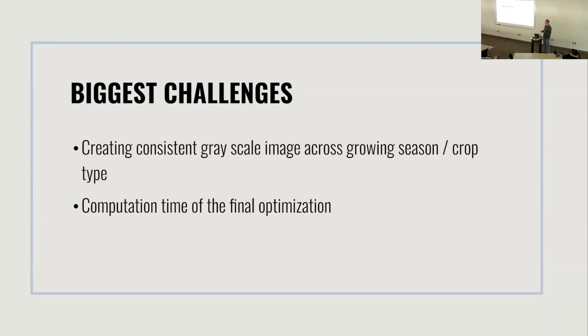And so some of the biggest challenges that we face are creating consistent grayscale images across growing season and crop type. So I've shown just examples with corn, but the goal is to have this work across potato, to rice, to wheat, to all of these different crops. People on campus are doing the same thing, and we're all faced with the same problem. So it seems like there should be a model that can pick up on all of this.